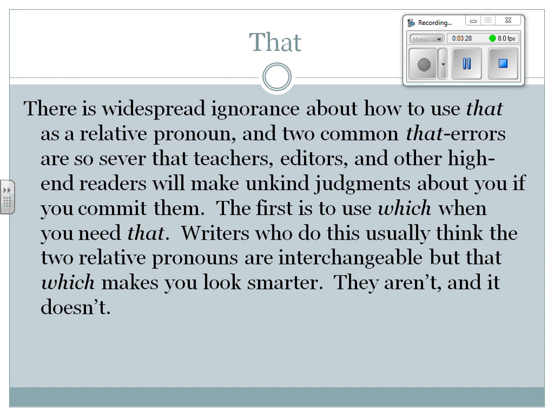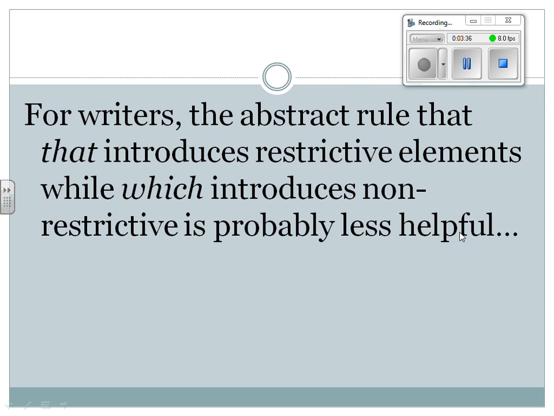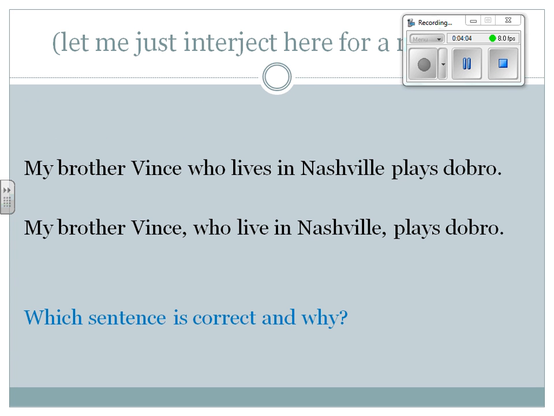Okay, right? Good. You're with that, right? Well, he hasn't showed you anything except made the argument that people are going to judge you as stupid if you don't know this distinction that we're going to get to. So, this is, again, I'm just quoting, the next sentence in his paragraph. For writers, or for students, we could say, the abstract, non-concrete rule that that introduces restrictive elements, while which introduces non-restrictive elements, is probably less helpful than it should be, right? I can read it out loud, and you're like, whatever. So we're going to take a little side journey that's more lowbrow and stupid, like I am, than the really smart David Foster Wallace, right?